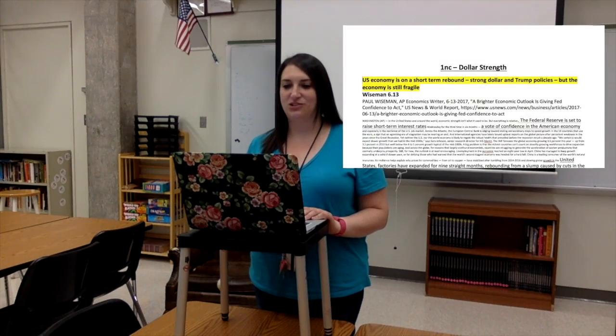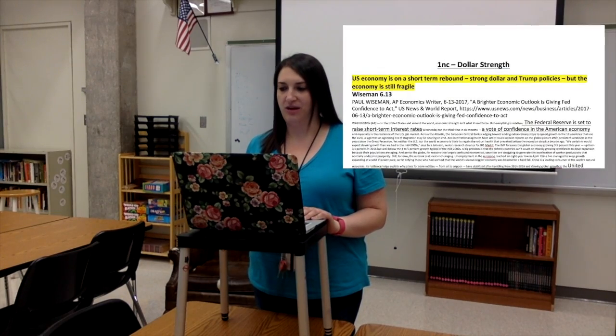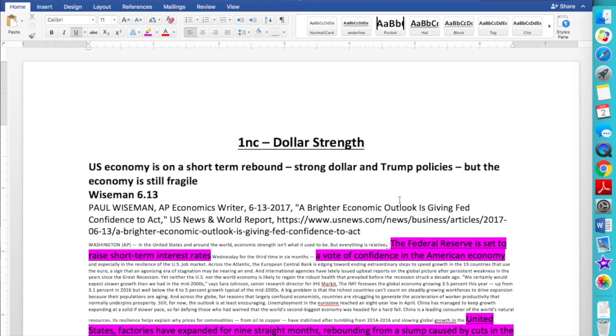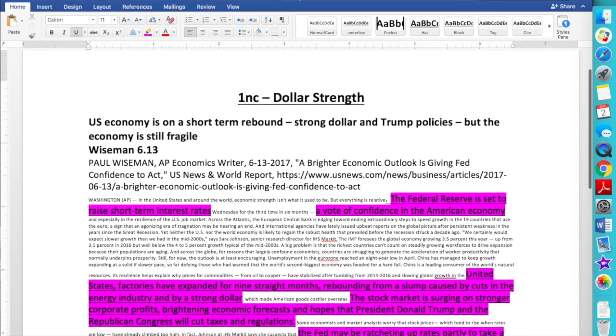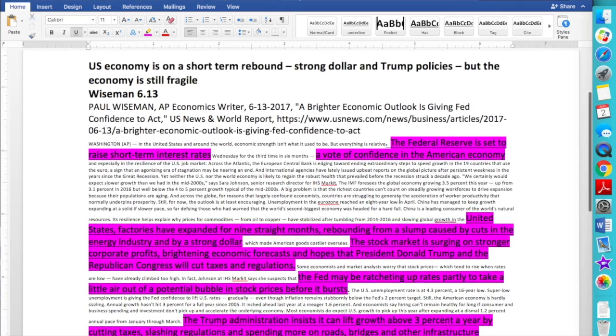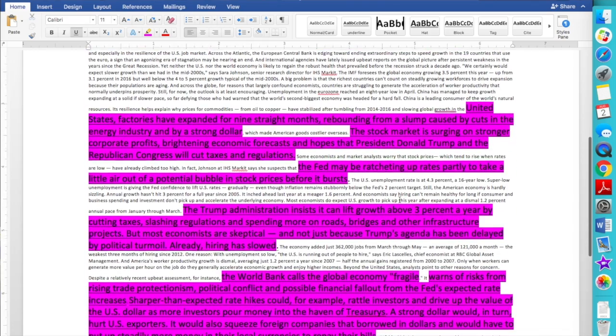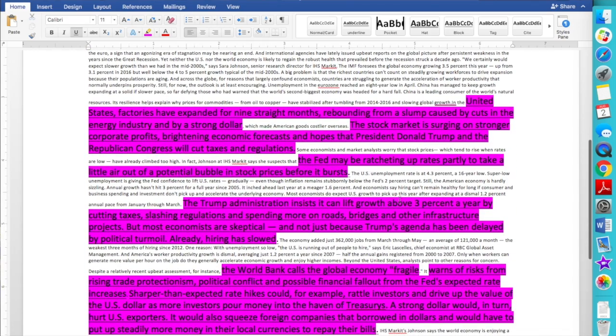U.S. economy is on a short-term rebound. Strong dollar and Trump policies, but the economy is still fragile. Weissman 613. The Federal Reserve is set to raise short-term interest rates, a vote of confidence in the American economy. United States factories have expanded for 9 straight months, rebounding from a slump caused by cuts in the energy industry and by a strong dollar. The stock market is surging on stronger corporate profits, brightening economic forecasts, and hopes that President Donald Trump and the Republican Congress will cut taxes and regulations.